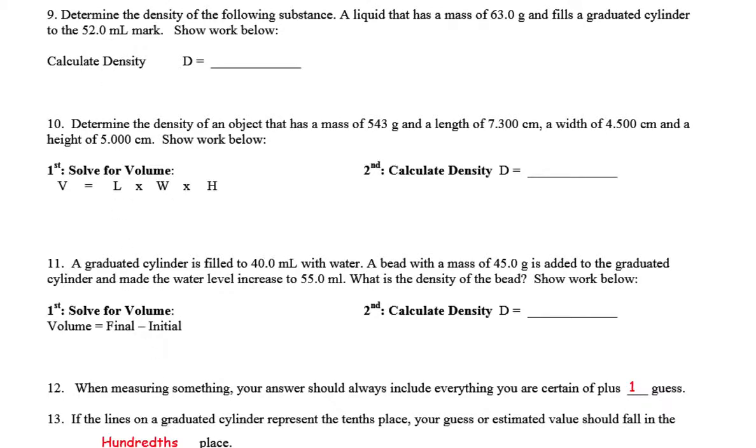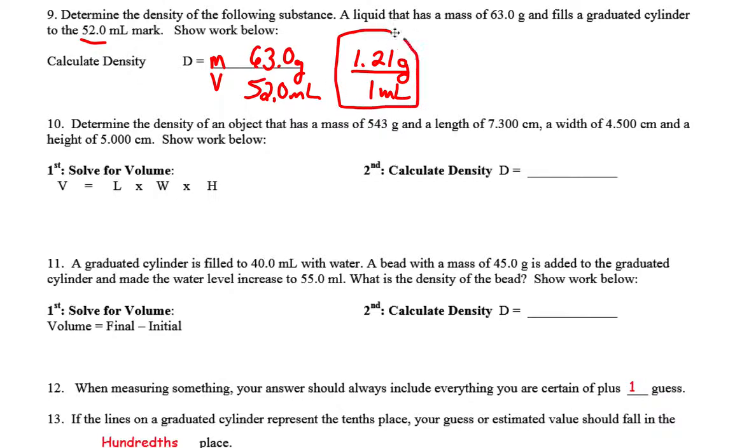It says, determine the density of the following substance. A liquid has a mass of 63 grams and fills a graduated cylinder to the 52 milliliter mark. So that's the volume. Now we know density is going to be mass over volume. The mass of this particular liquid is 63 grams, and the volume is 52.0 milliliters. So if we divide mass by volume, we end up with 1.21 grams over 1 milliliter. The grams and the milliliters don't cancel out since they're different. So it's 1.21 grams for every 1 milliliter of the substance.